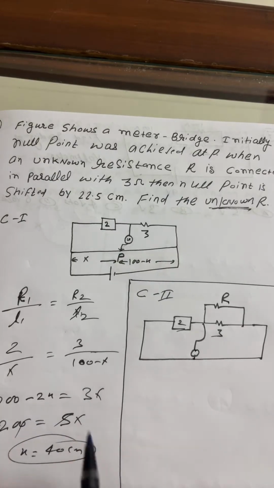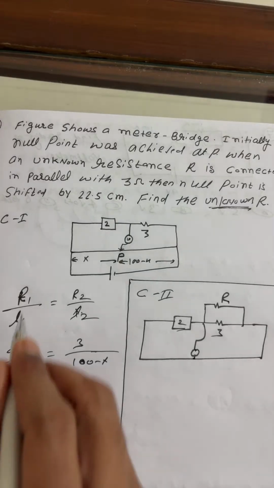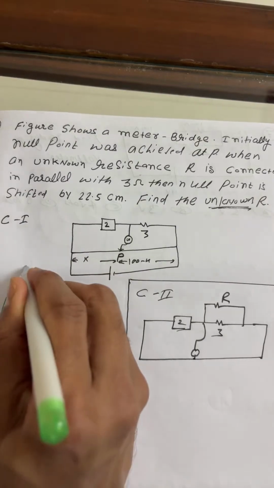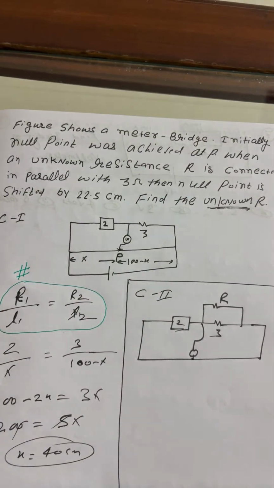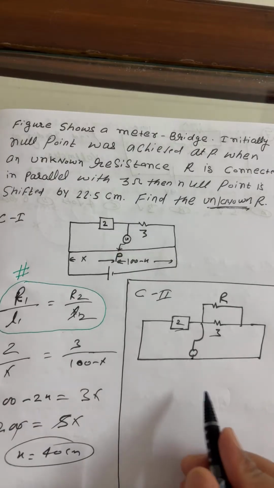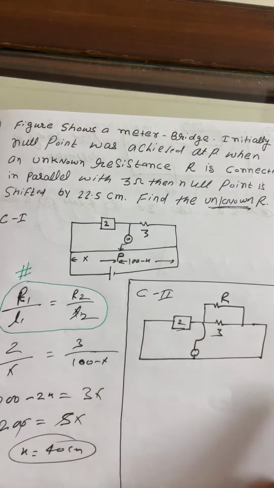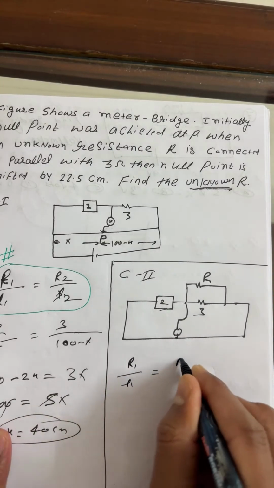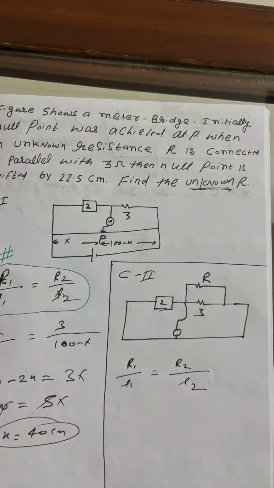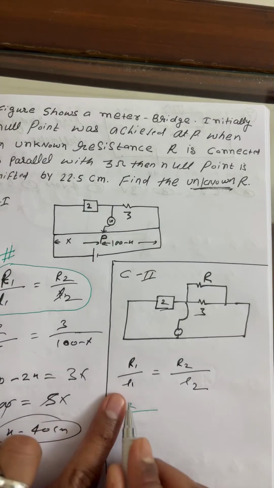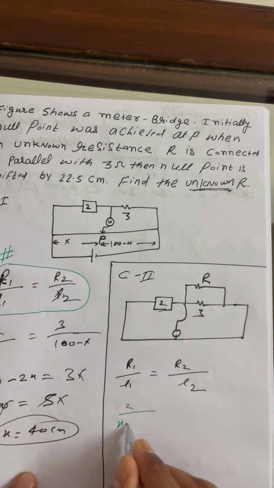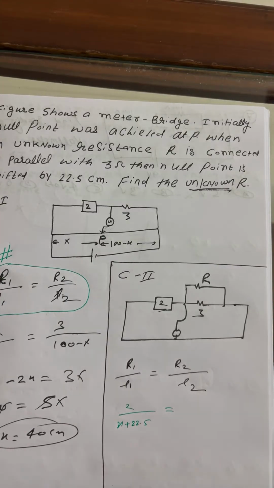This is a highly important question. How can you say you don't know this formula? It's super important, and a recommendation for those candidates who will write JEE in the coming days. Here we can apply the same simple thing: R1 upon L1 is equal to R2 upon L2. R1 remains 2 only. Initially it was x, and it shifted by 22.5. So you can write x plus 22.5 is equal to R2.